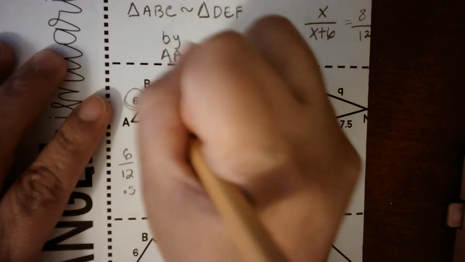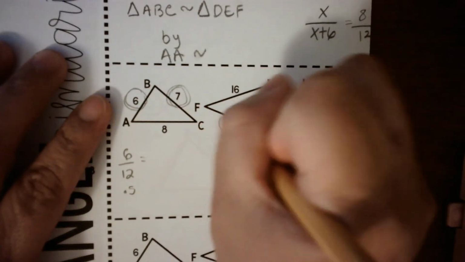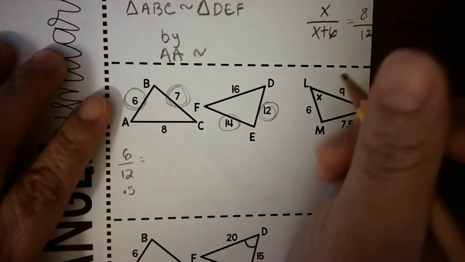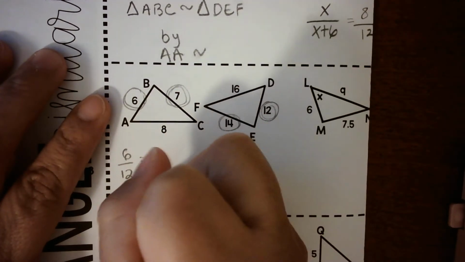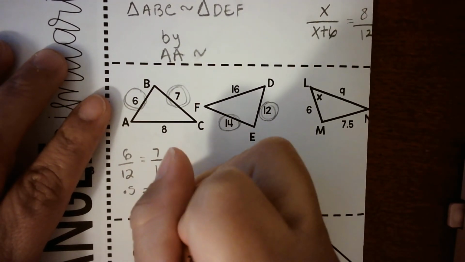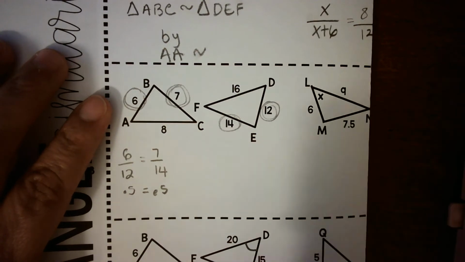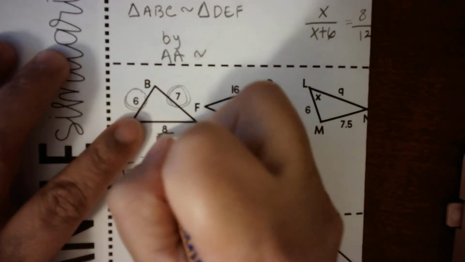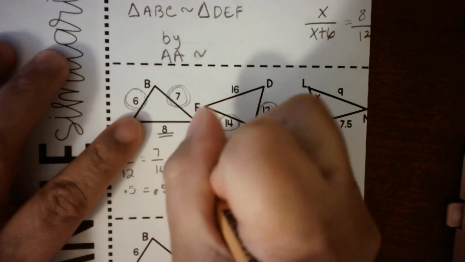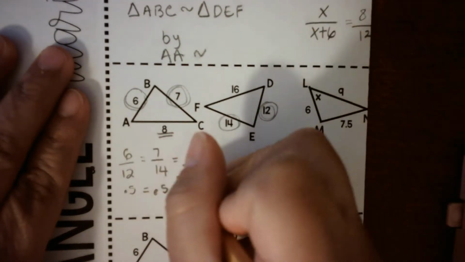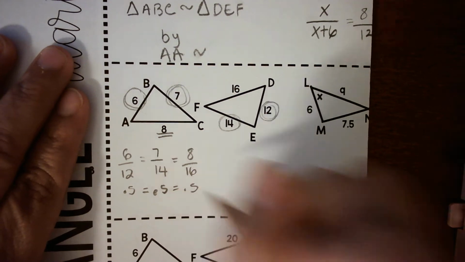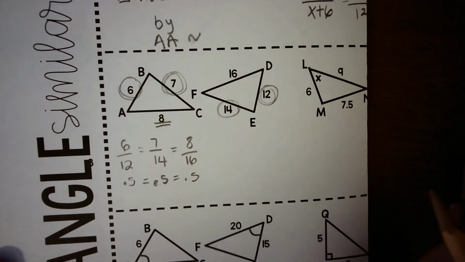The middle would be 7 and then 14. So 7 divided by 14. When you simplify that fraction, it gives you 0.5. All right. Then the last one is the biggest side, which is equal to 8 divided by 16. So all the ratios end up being the same, 0.5. That means that these two triangles are similar.